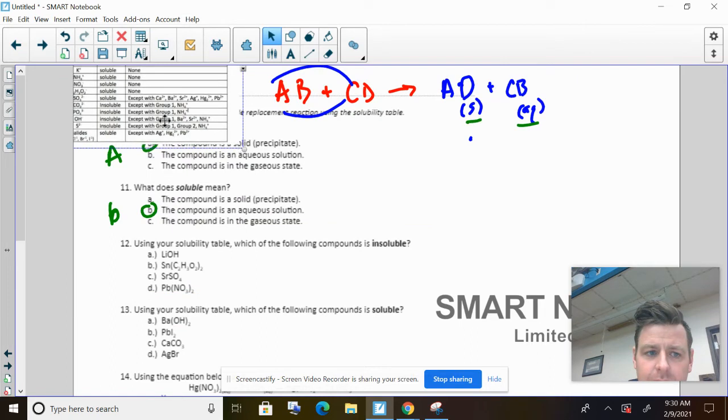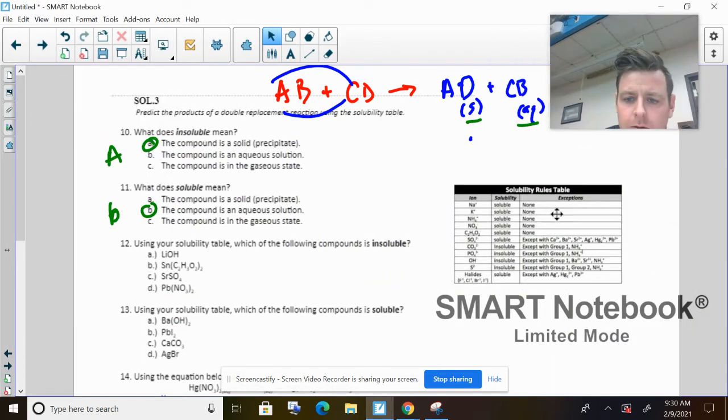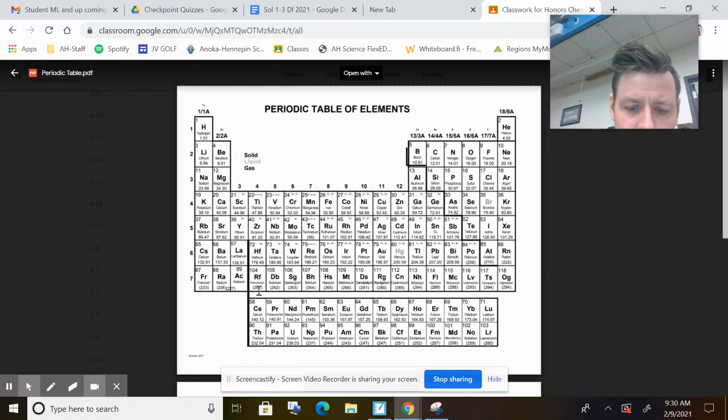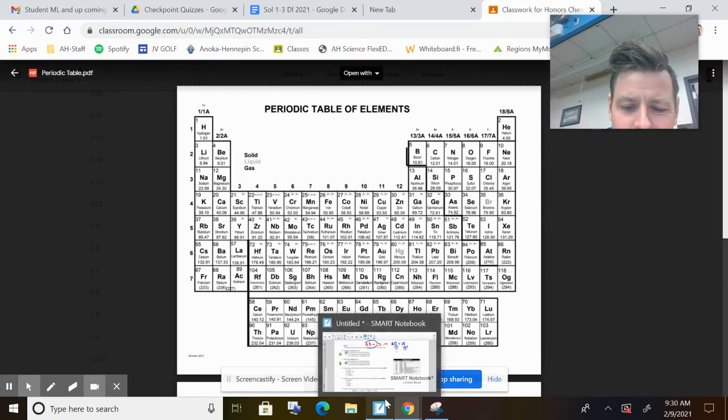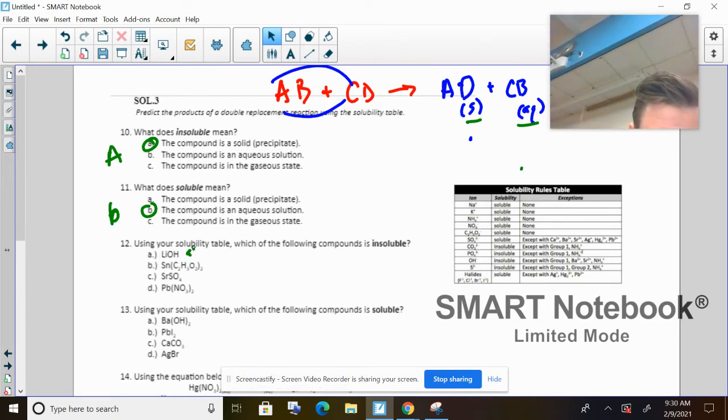So if I have LiOH, hydroxide OH is insoluble except with group 1 metals. Remember what group 1 metals are, they are the elements here. So Li is a group 1 metal, so that would make it insoluble except when it's with Li. So that one is AQ.